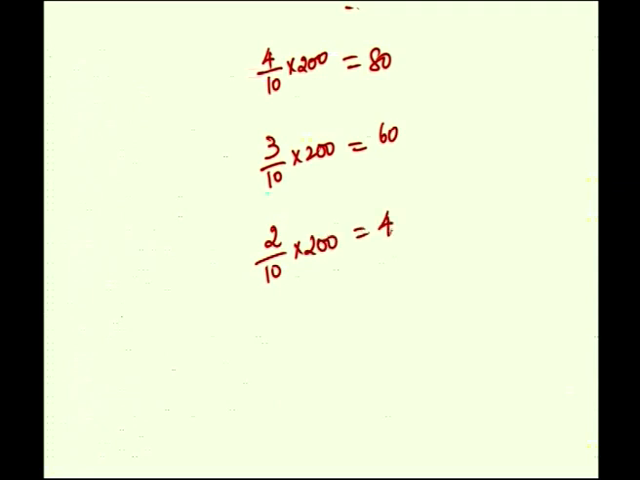4 by 10 into 200, which is equal to 80 for the first category, and then 3 by 10 into 200, which is 60, and then 2 by 10 into 200, which is 40, and then 1 by 10 into 200, which is 20. This 200 is the total number of MBA students. Therefore, the total comes to be equal to 200.